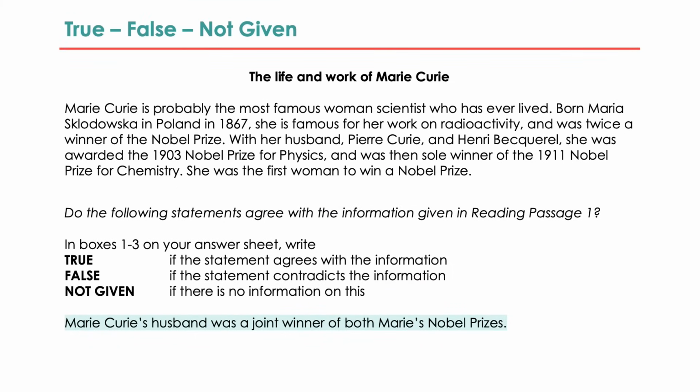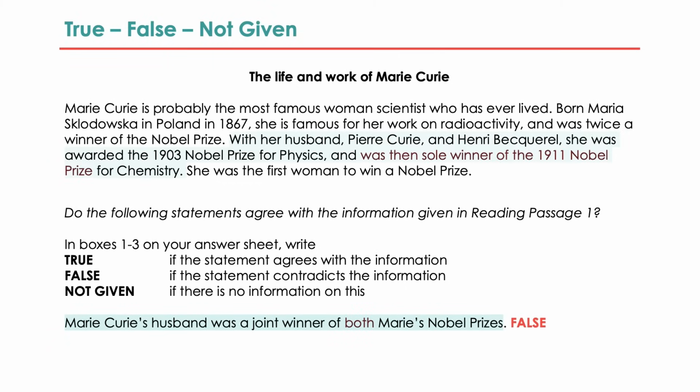Our true, false, not given question is at the very bottom. Marie Curie's husband was a joint winner of both Marie's Nobel Prizes. Please pause the video, find the answer, and then resume it. Ready to continue? The answer is false.